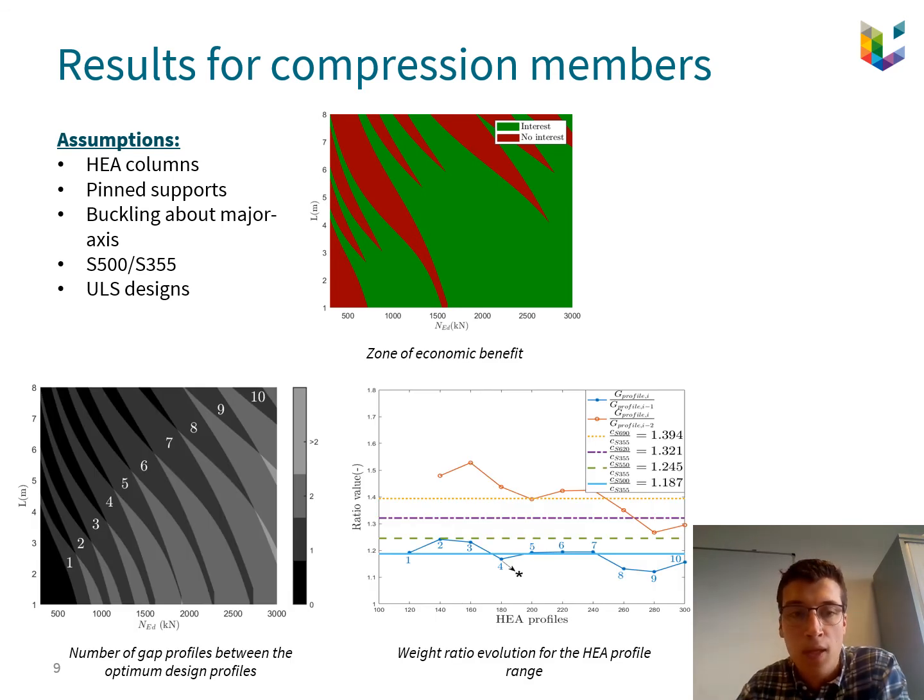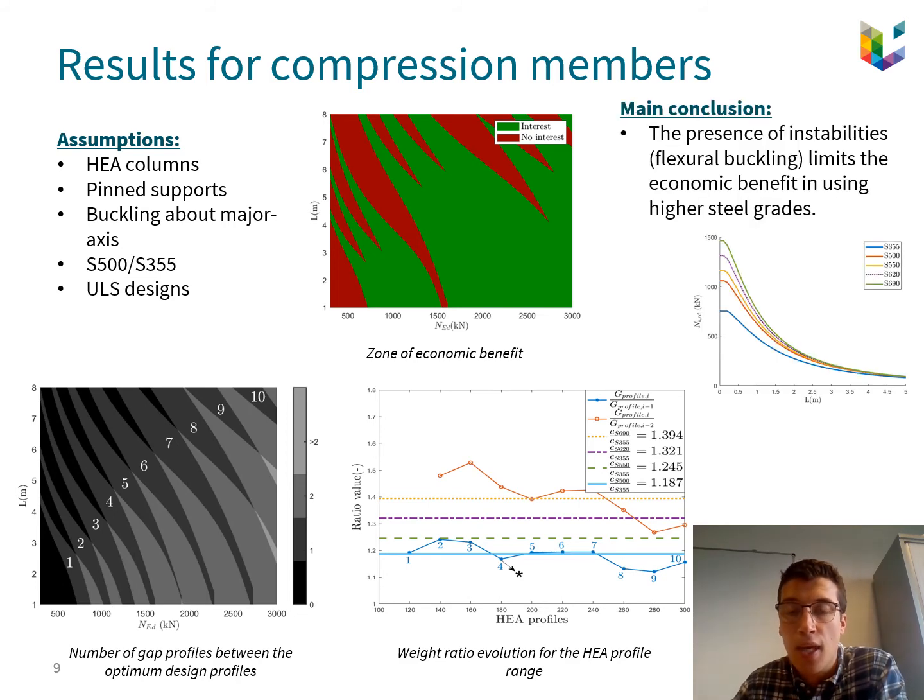ratio evolution. Once again, as you can see, the areas 4, 8, 9, and 10 are of no interest in the above pictures, and it can be explained by the fact that these areas are areas of one gap profile and the corresponding weight ratio is below the relative cost. So there is no interest. And the main conclusion of this second result is the fact that the presence of instabilities, flexural buckling here, considerably limits the economic benefit in using higher steel grades.